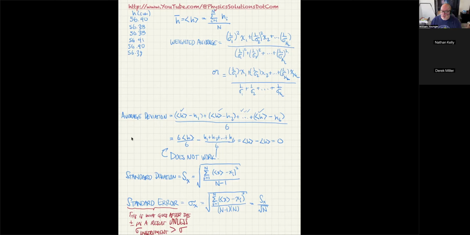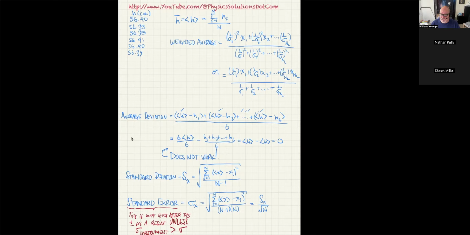If it's greater than sigma, then you have to use the uncertainty. So the standard error is what goes after the plus or minus if and only if that is the same size or bigger than the actual instrumental uncertainty. If it's the instrumental uncertainty that's biggest, you're just going to put that there.